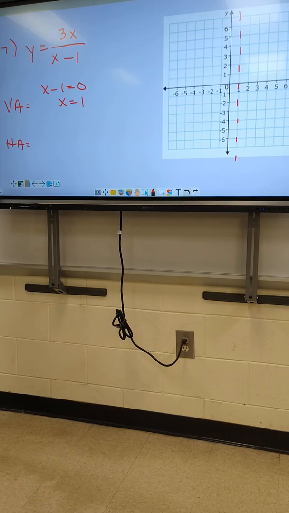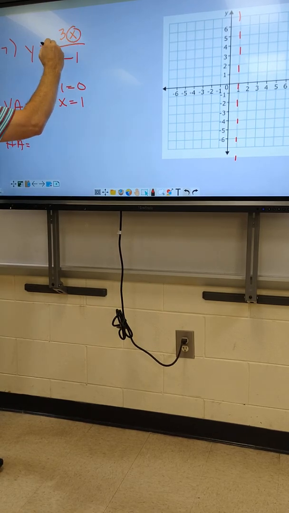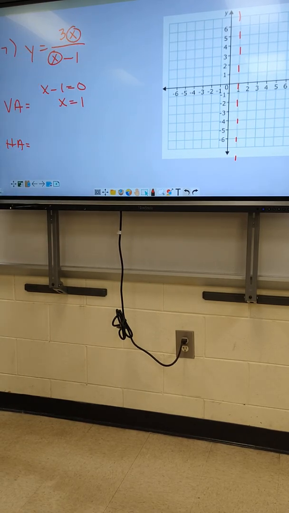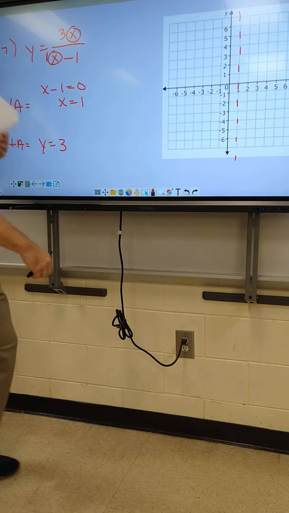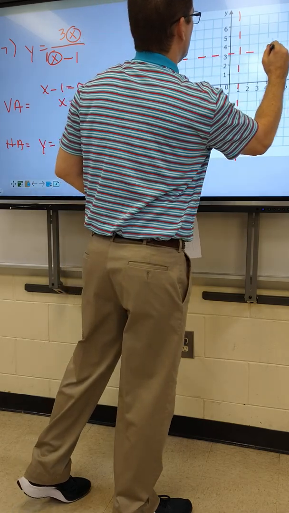All right, Balaam, this is what I was showing you a minute ago. I got an X on top and bottom. So what are we supposed to do when you got an X on both sides? You divide the numbers in front of the X's. So it'll be 3 divided by 1 gives you Y equals 3. This is the only difference on 7, 8, and 9. You just divide your X's. So Y equals 3 is right here, dotted line.